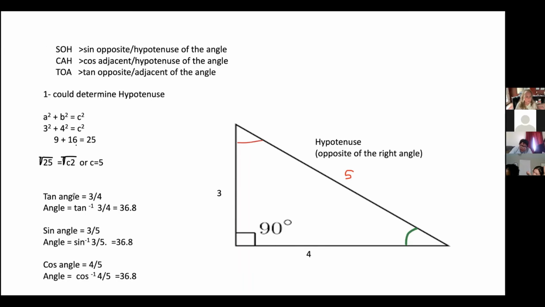So I did them out of order for this one. If we start with the green angle, and we take the tangent, TOA, O is opposite. What's opposite to this angle? 3. Then A is adjacent. What's adjacent to this angle? 4. H is hypotenuse. So the tangent of the angle is 3 over 4. But we don't want the tangent of the angle, we want the angle. So you end up with inverse tangent.